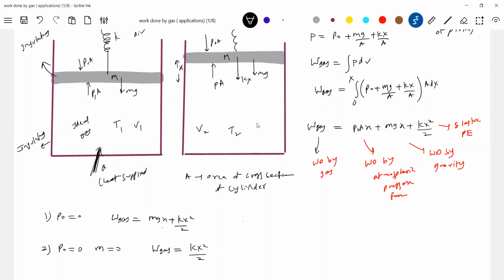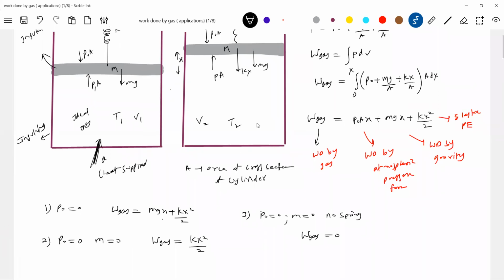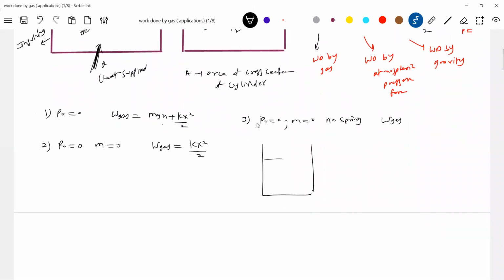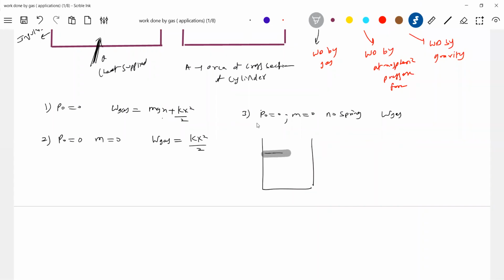Agree? Third case, there is no spring, let's assume, and there is no atmosphere. So here, no spring, P0 is 0, M is 0. Then what happens to work done by gas? Zero, because nobody is there to accept the work, though it has expanded. So what is the meaning of this? Sir, we are not understanding the last part. It is like a free expansion.